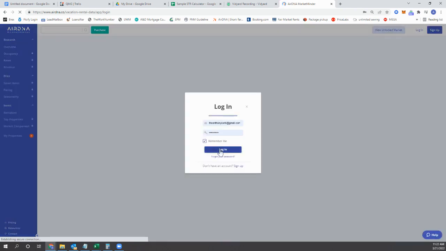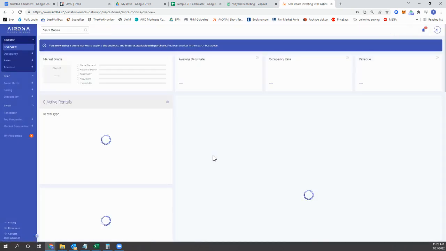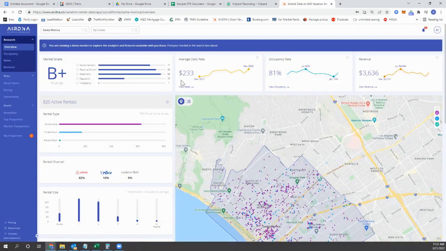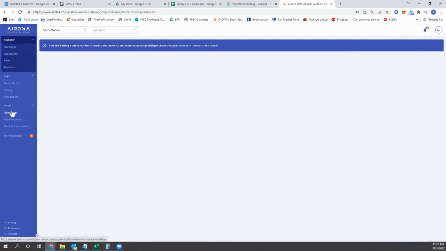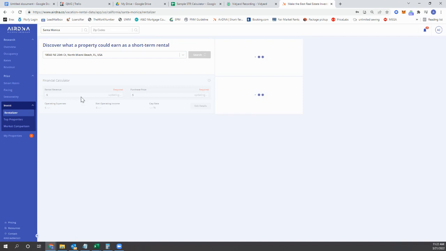The algorithm, again, is looking at comps in the area and giving you a number based on the average daily rates and occupancy rates that it thinks you will be able to produce. It's always a good starting point. I never stop there, but I always like to first just take a peek there. So 18560 North Beach 20th Court, Miami Beach, Florida.